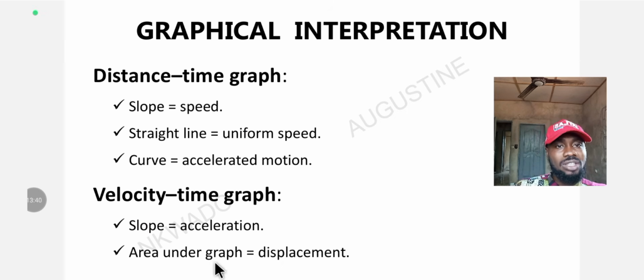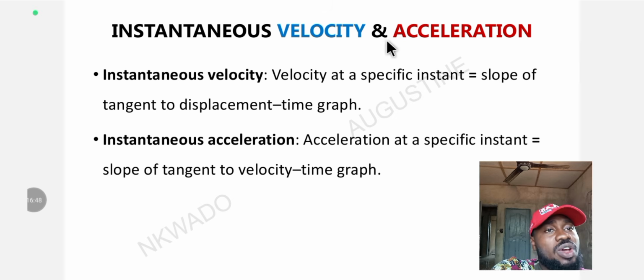Then the area under the graph is equal to what? Displacement. That area under the graph is equal to displacement. Let's take a look at the velocity time graph. Instantaneous velocity and acceleration. What are they? Jamb wants you to know this.